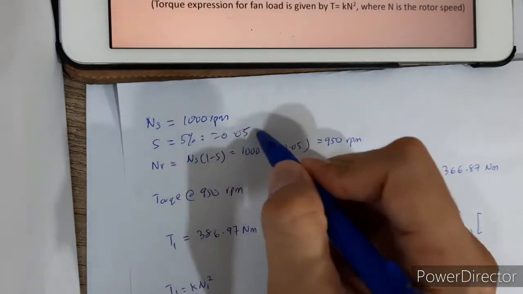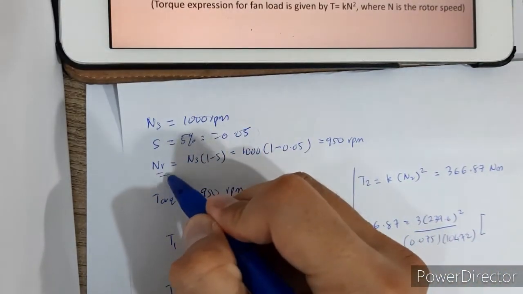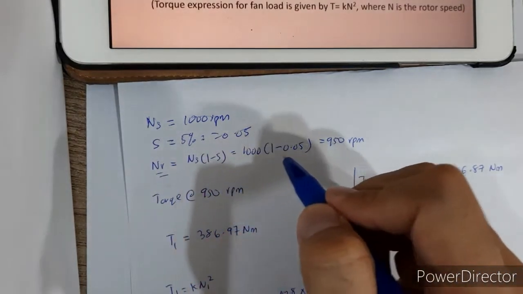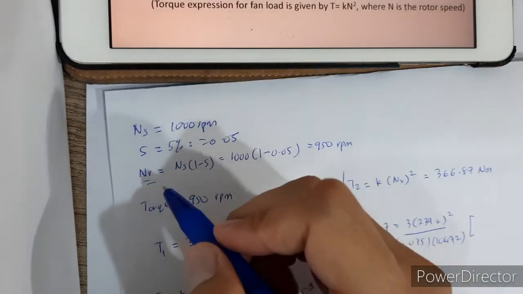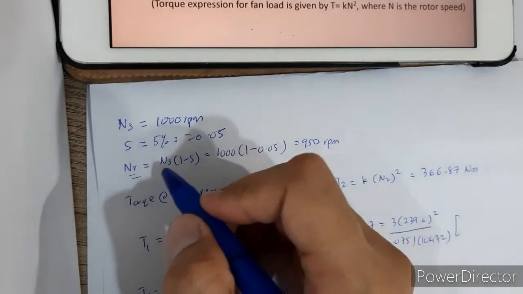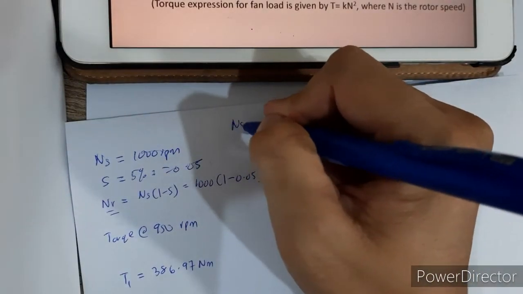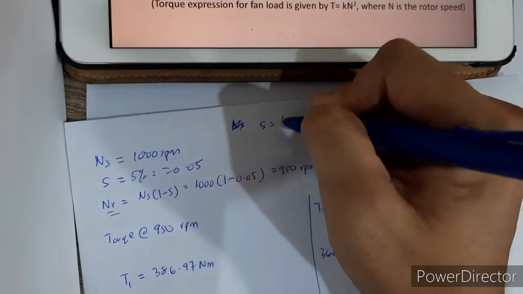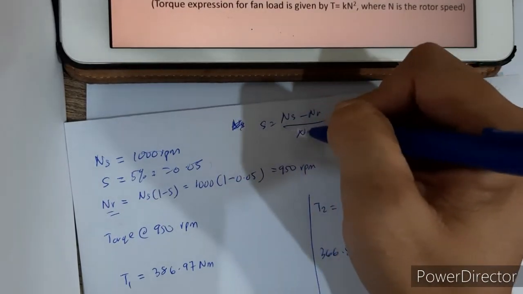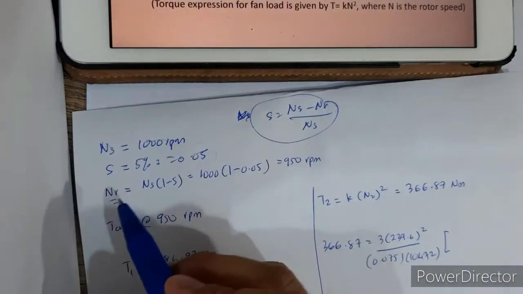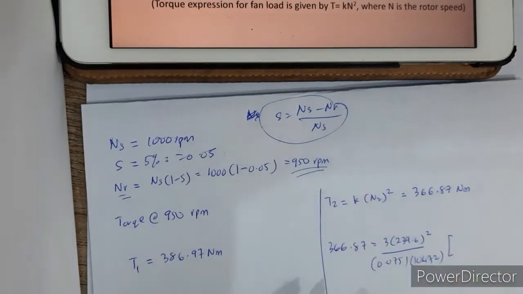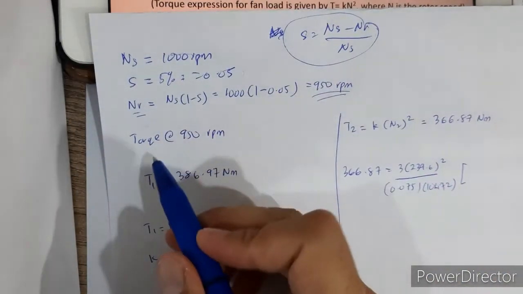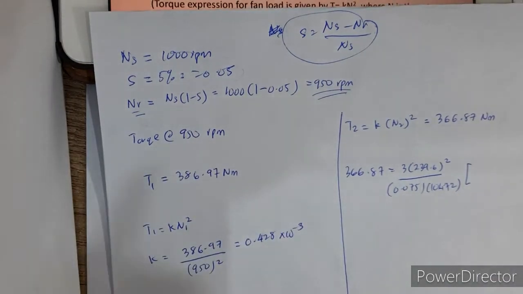And then from this S and NS, we can determine NR, because NR is not given in the question. The normal speed of the rotor. By using S equals to NS minus NR over NS, if you rearrange the equation, you can determine NR. NR equals to NS times 1 minus S, which is equal to 950 rpm. So let's determine torque at 950 rpm, which is T1.